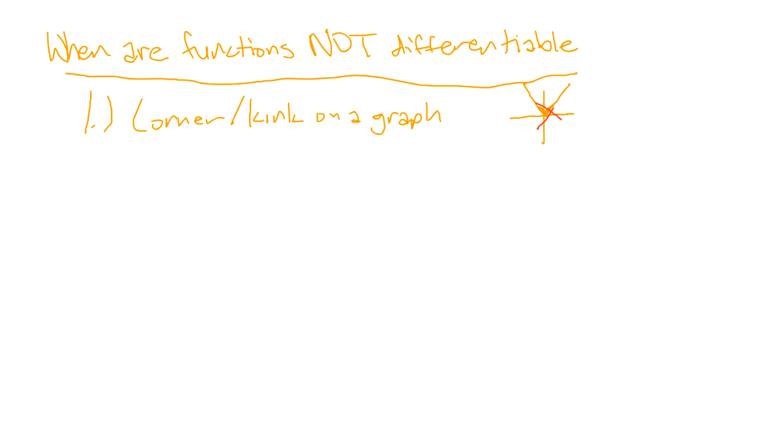We also cannot find a derivative if there's any discontinuity. This goes off of what I was saying earlier. Essentially, if you have a discontinuity, you can't measure a rate of change on something that doesn't exist. So any discontinuity would not be differentiable. And then the third is if you have a vertical tangent line.